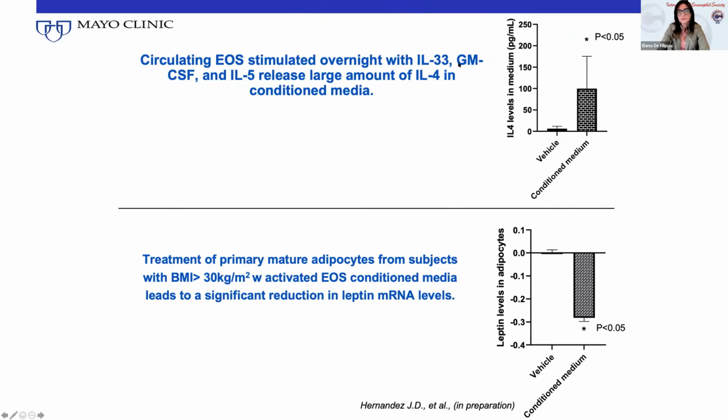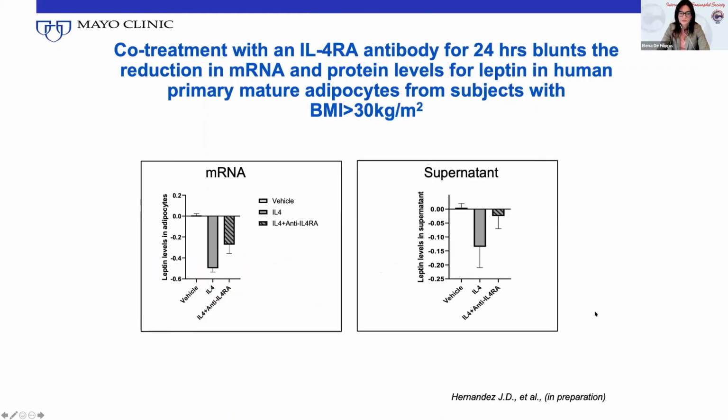Now, we also collected blood from patients, and we stimulated it with a cocktail that is known to activate eosinophils. Specifically, we looked at the amount of interleukin-4, and we found a significant increase in their conditioned media. So we used this conditioned media on top of the primary mature adipocytes of our subjects with obesity and tested again the question, what happens to the mRNA level of leptin? And we found this again significantly decreased.